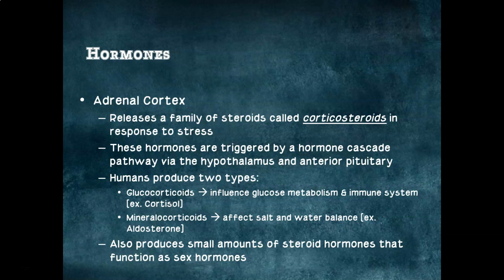And humans produce two types of corticosteroids: your glucocorticoids, cortisol may be one that you've come across before, which really influences your glucose metabolism as well as your immune system, as well as your mineralocorticoids, aldosterone, for example, that affects your salt and water balance. So both of these produce small amounts of steroid hormones that also function as sex hormones, by the way, which is kind of interesting as well.